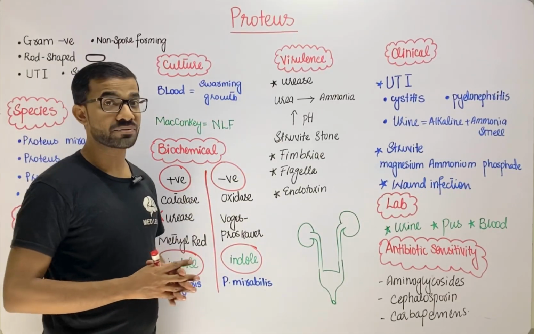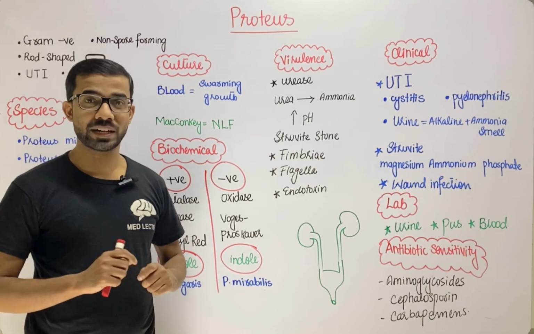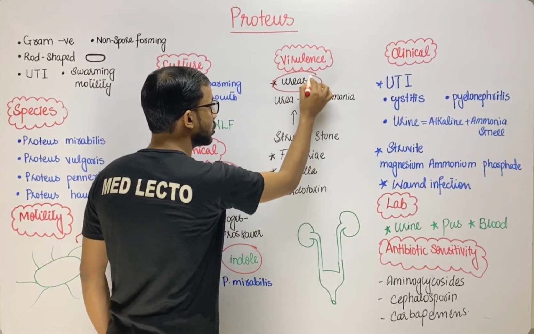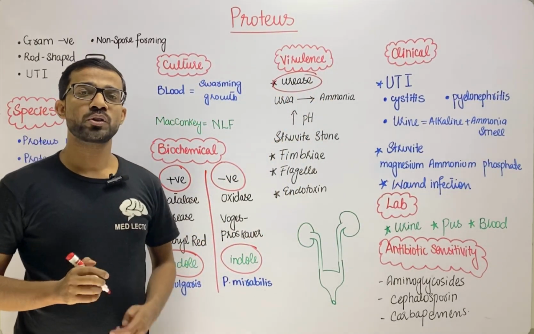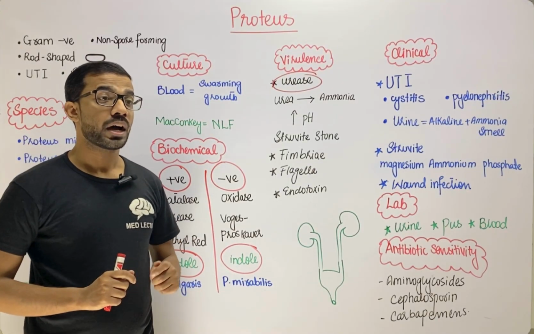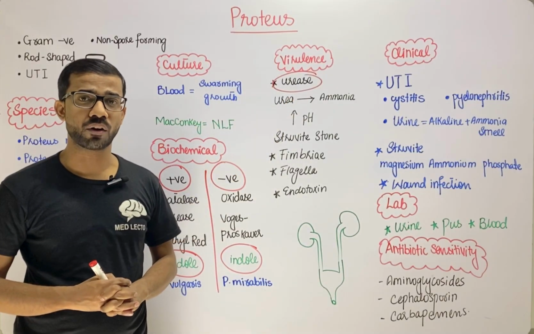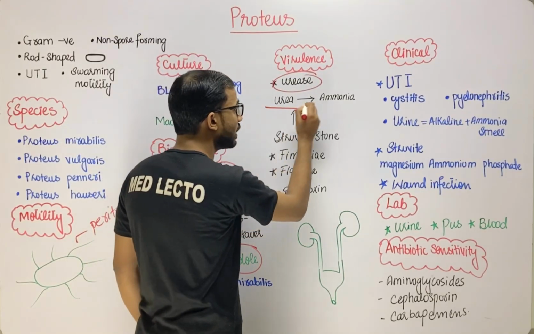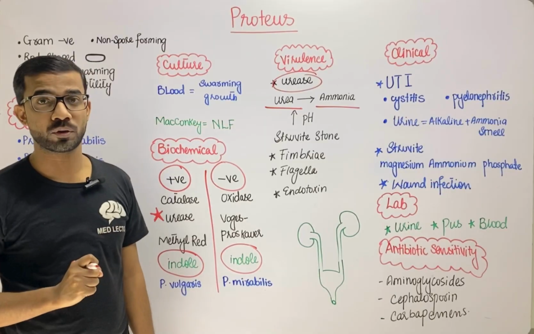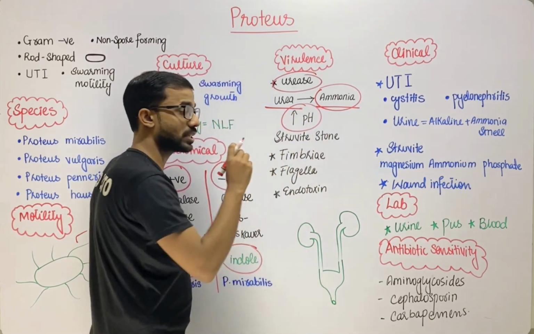Next, we will see the virulence factors. These are the factors that are helpful in the spreading of the disease in the human body. First and most important is the urease. Proteus produces the urease enzyme. Now this urease enzyme converts urea into ammonia, because urea is present in the urine of humans. So urea is converted into ammonia with the help of the enzyme urease produced by Proteus. Due to the production of ammonia, urine pH starts increasing.